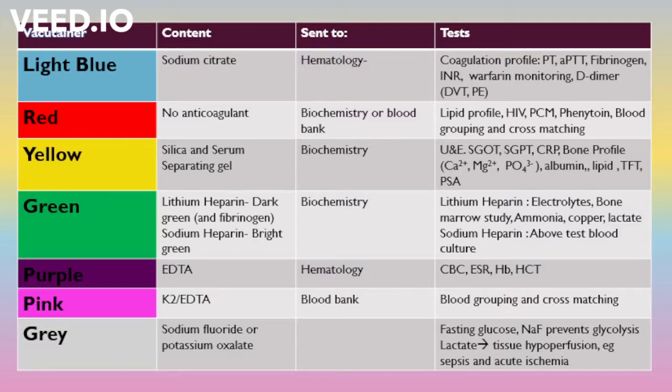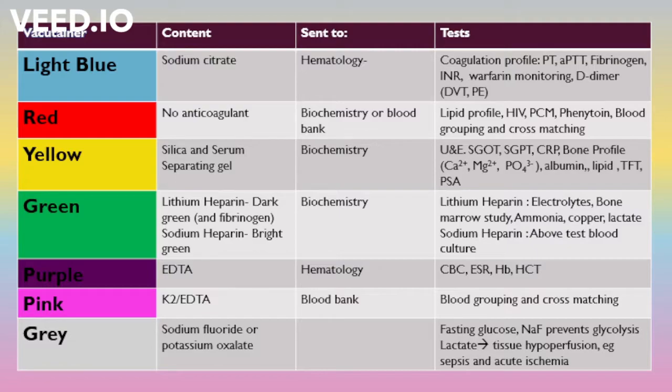Next on the list is light blue, which contains sodium citrate, and it is used for coagulation profile, that is PT, APTT, fibrinogen, INR, D-dimer. So you can use it to even monitor warfarin by checking the INR, or to look for DVT and PE.